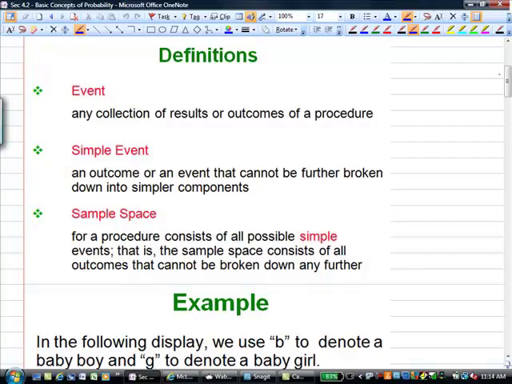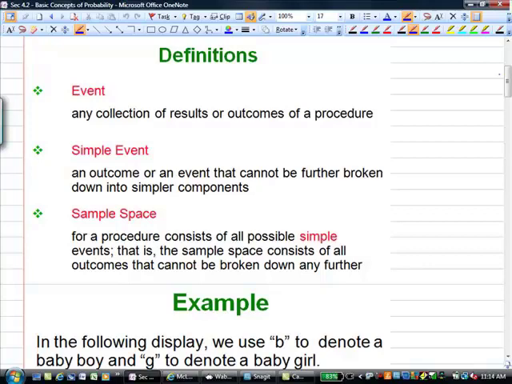For example, if we're looking at flipping a coin, that event would have two outcomes. We could either flip a coin and get a head or a tail. If we're rolling a die, we could either get a 1, 2, 3, 4, 5, or 6 if it's a standard die. Those are things that we would call an event.